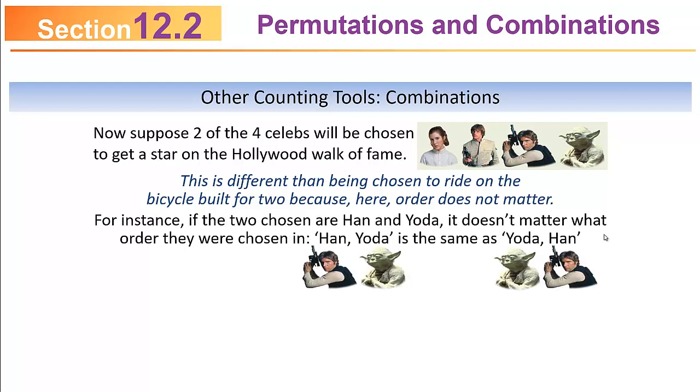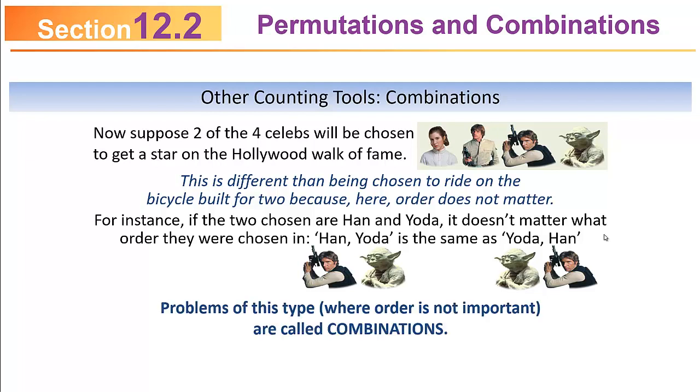It's an important distinction. So for instance, if the 2 chosen were Han and Yoda, it doesn't matter if I do Han Yoda or Yoda Han. In the example on the bicycle built for 2, it did matter. It decided which one was on the front of the bike. But for the stars, it doesn't matter. Problems like that, where the order doesn't matter, have a special name. It's called a combination. Those type problems are combination problems.